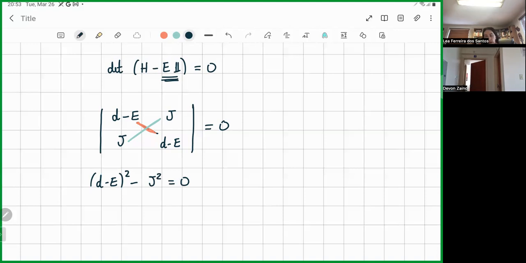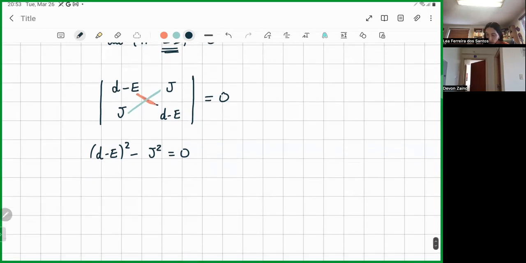This is the equation that we have to solve. If we solve this equation, we'll have our eigenvalues. We'll have the energies of the system. Okay, so that's the procedure. Okay, how do we solve that? You can open the square, this is a quadratic equation, but there is a trick that is good.